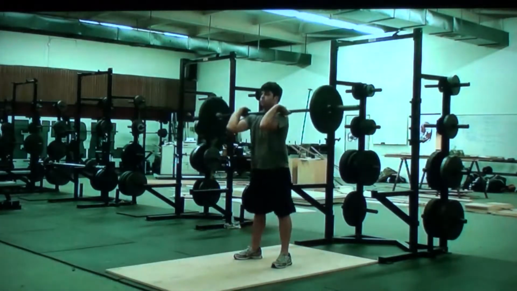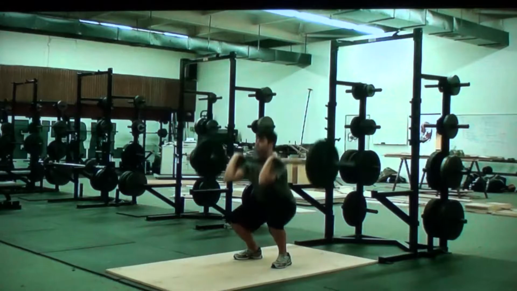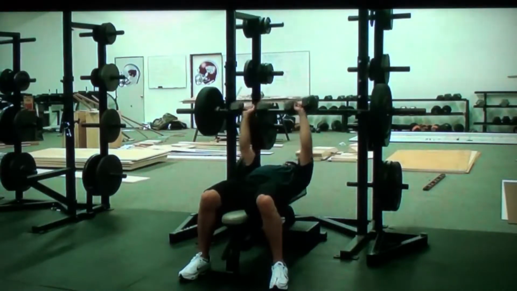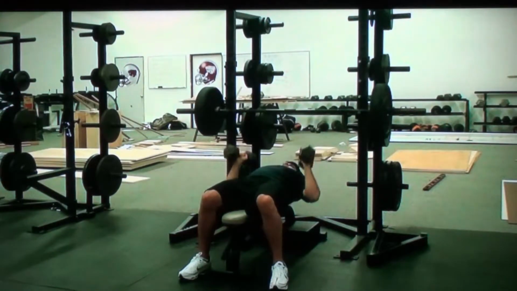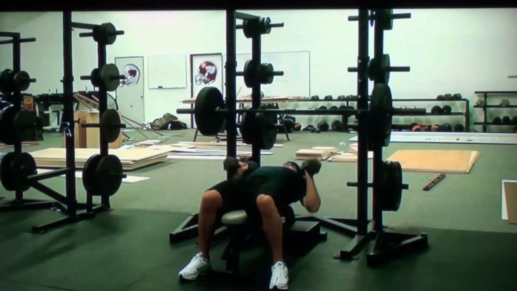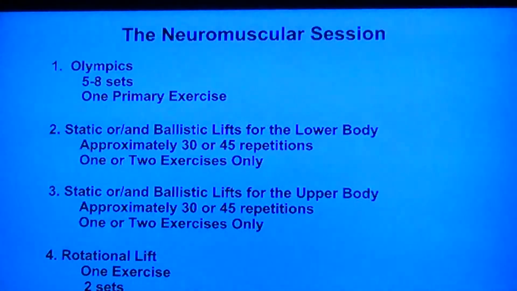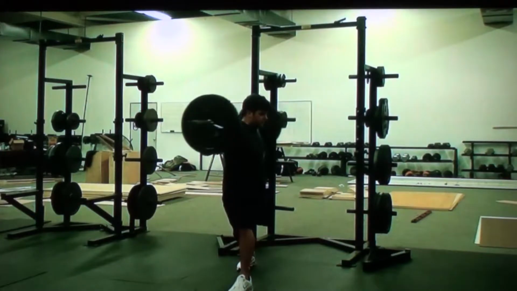30 repetitions are used for sprinters, hurdlers, basketball players, volleyball players, football skill players, and other slender body types. 45 repetitions are used for throwers, football linemen, and other more muscular body types. At certain times of the year, a rotational lift may be added at the end of the session.